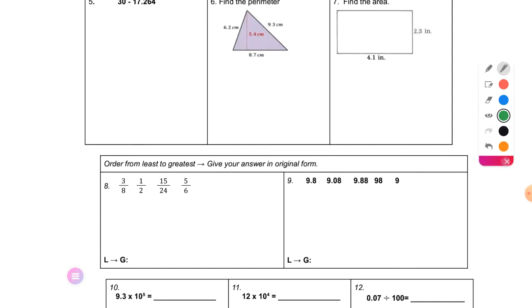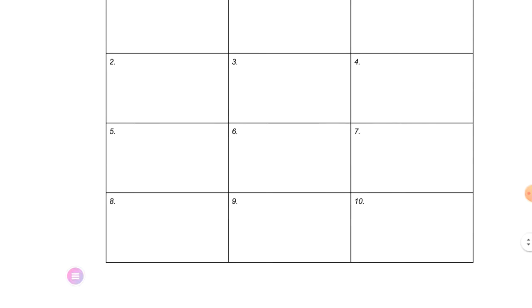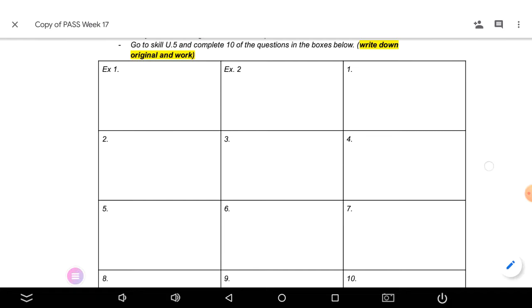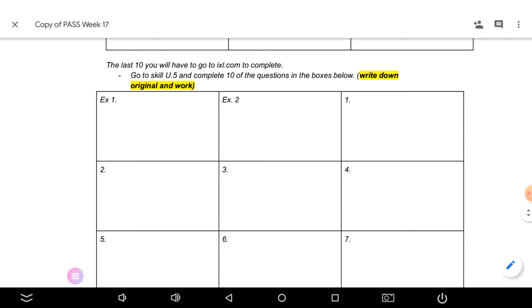Wednesday. Okay, then flip it over to the back. The back is a little bit different than normal. It says the last 10 you will have to go to IXL.com to complete. You will go to skill U5 and complete 10 of the questions in the boxes below. You will write down the original problem and your work.